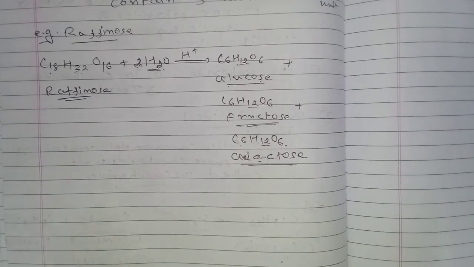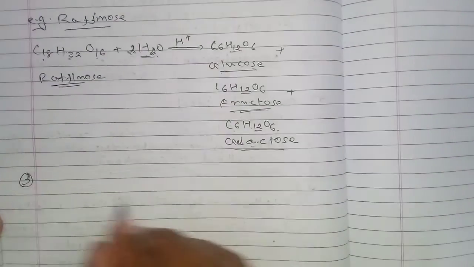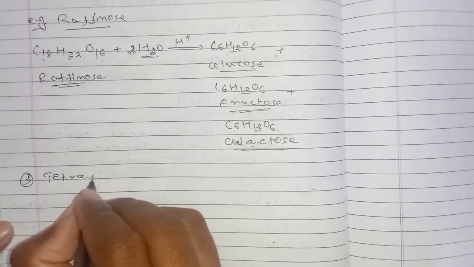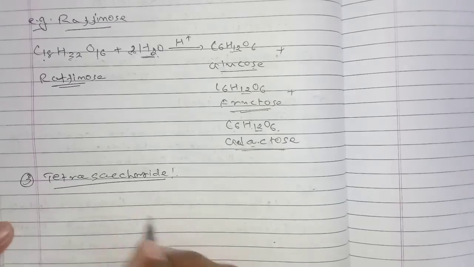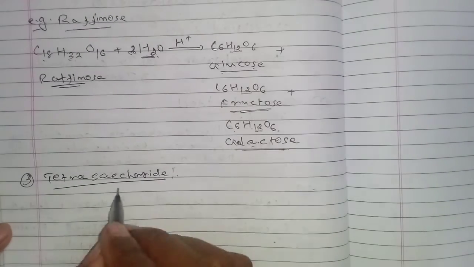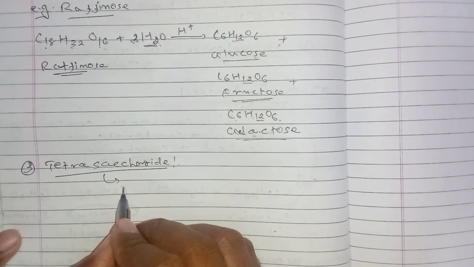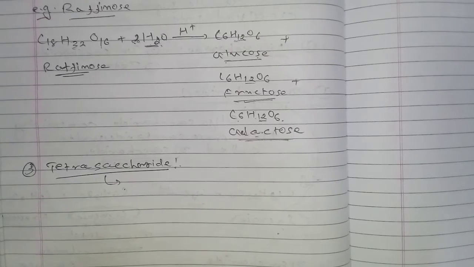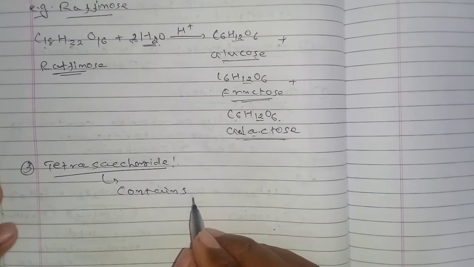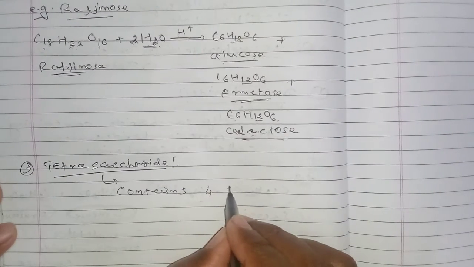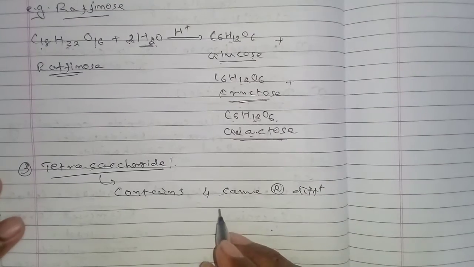Now the third subclassification of oligosaccharide is tetrasaccharide. A carbohydrate which gives upon hydrolysis 4 molecules of the same or different monosaccharides contains 4 same or different monosaccharides.